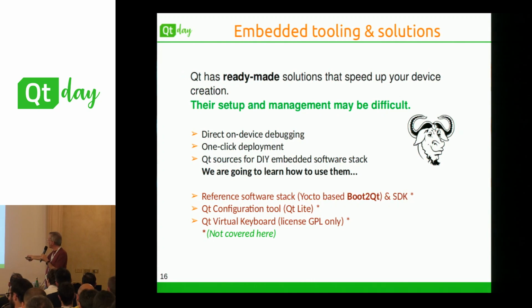The Qt configuration tool called Qt Lite is the system that allows you to go on systems without an operating system. And the virtual keyboard I listed here because it's a frequently asked question. It has a GPL-only license, and we will see which impact this has on your build system from the system integrator point of view.